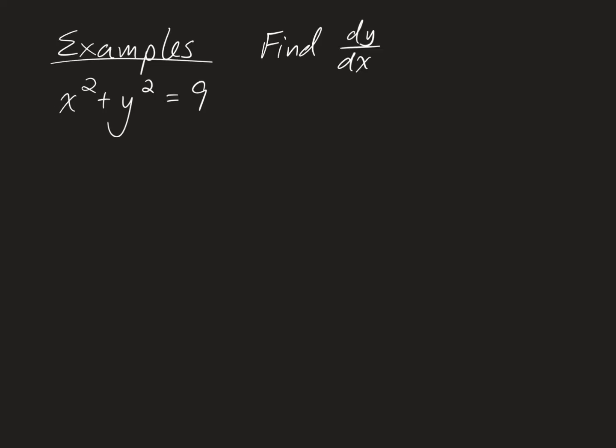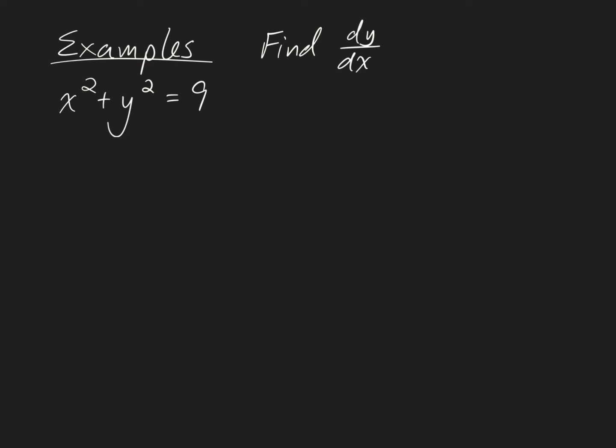Speaking of circles, the first equation we've got here is a circle. We want to find dy dx, aka the derivative of this equation, but you may have noticed it's not solved for y, so we're going to use implicit differentiation. And it's really not as bad as it sounds. What we're going to do is treat the y variable as if it were an x.